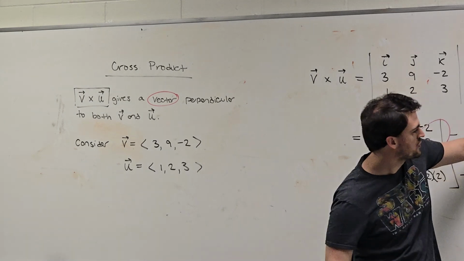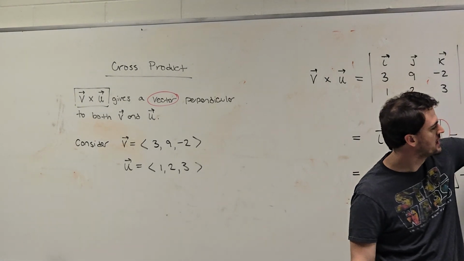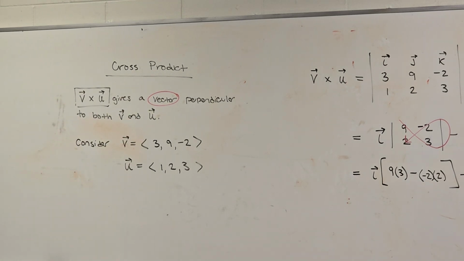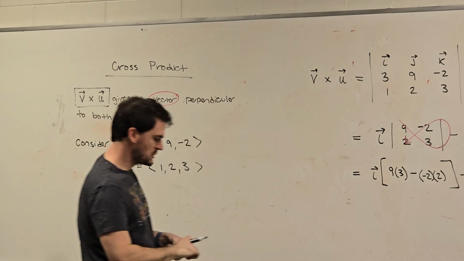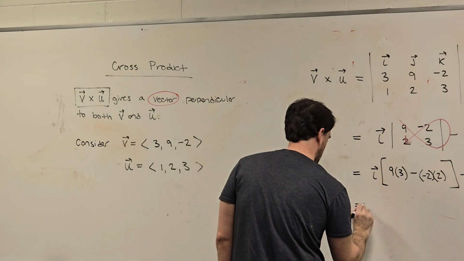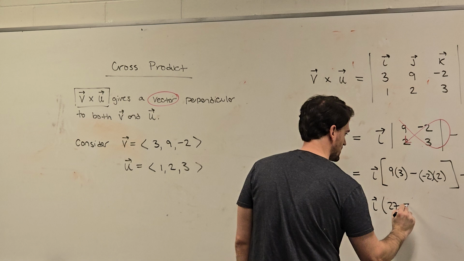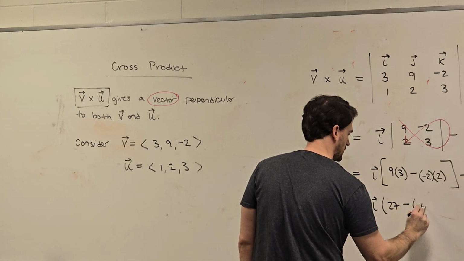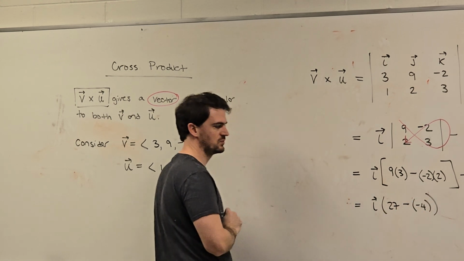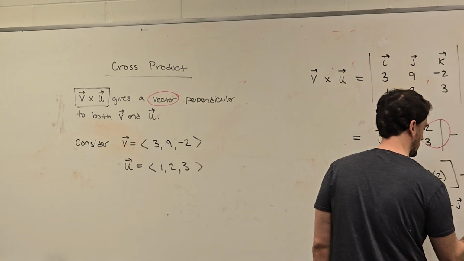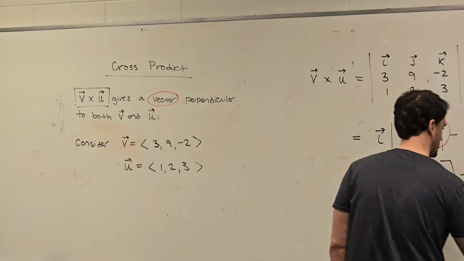The last one should be 3 times 2 minus 9 times 1. Please ask questions on that. So now we just clean it up. I'm just going to take 2 seconds. Just do all my arithmetic. 31. Negative 3.